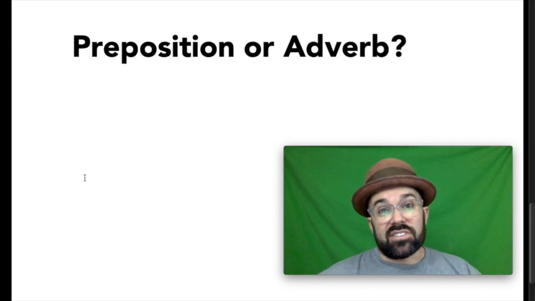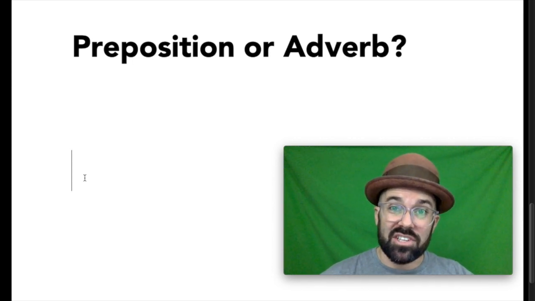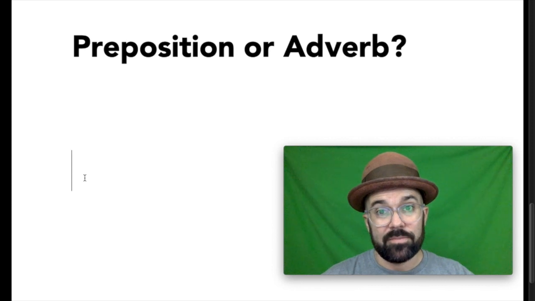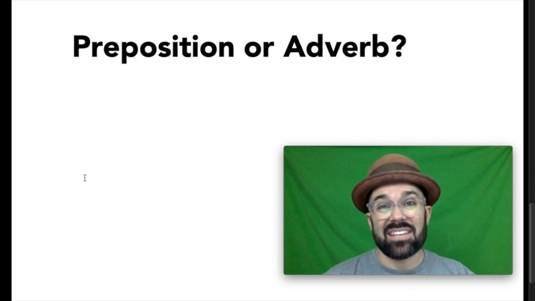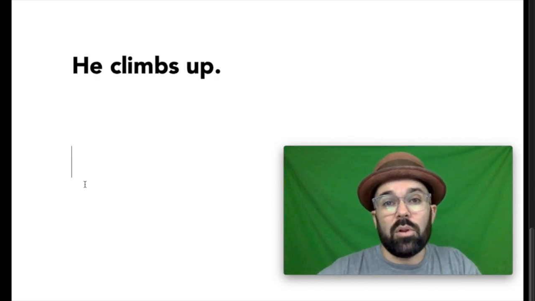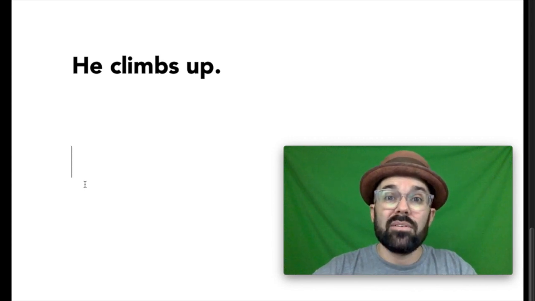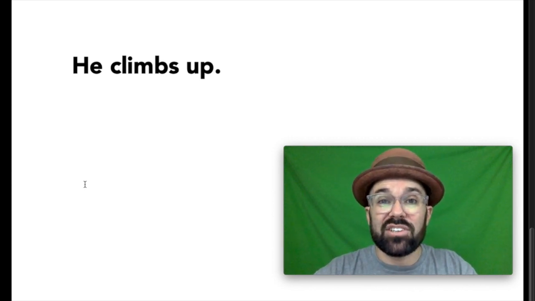Something else we should consider is the differences and similarities between prepositions and adverbs. Sometimes the exact same word can function as both, depending on how it's used in the sentence. Let's take a look at what I mean. Take a look at this example. He climbs up. If you consult any list of prepositions, you're definitely going to find the word up. Up can be a preposition.